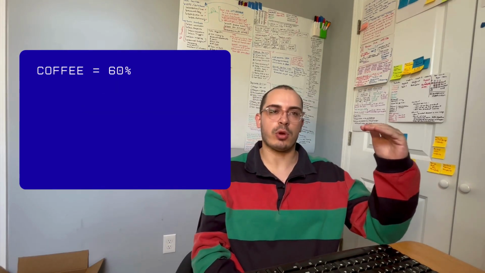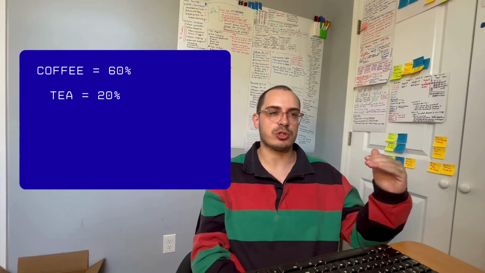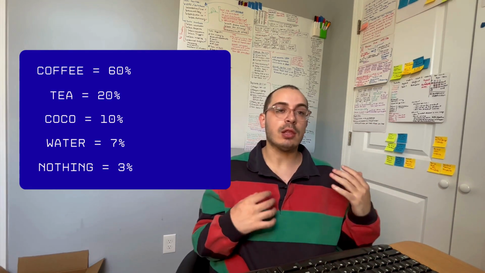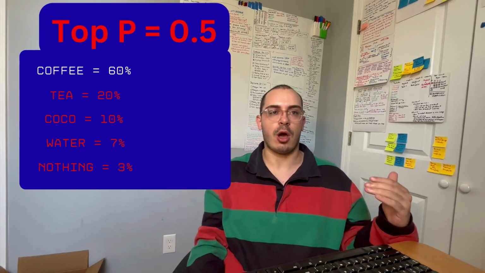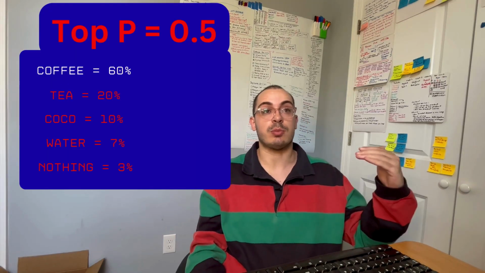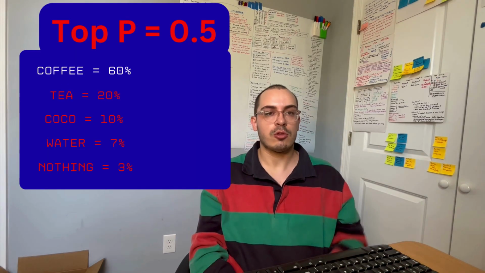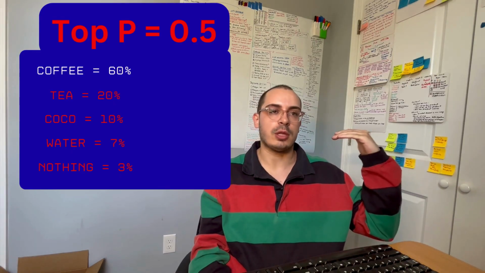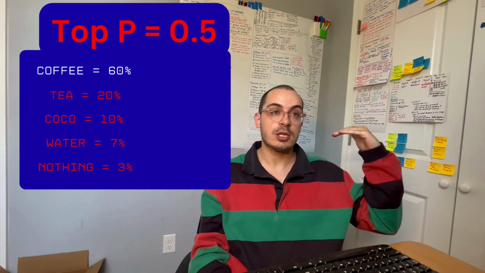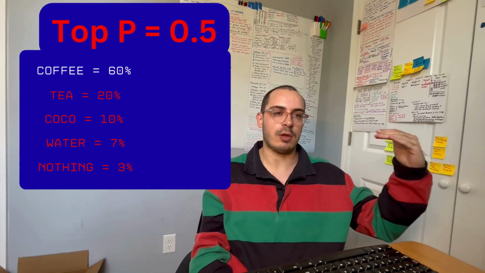Let's create a scenario where I drink coffee 60% of my mornings, tea 20%, cocoa 10%, and water 7%. A low top P, meaning 0.1 to 0.5, would cut off everything except for the coffee, because it's the only one that would sit within a 60% probability of it being correct. So all other choices except coffee are instantly cut off if I put my top P at 0.5, because coffee is the only one with a 60% level of certainty.